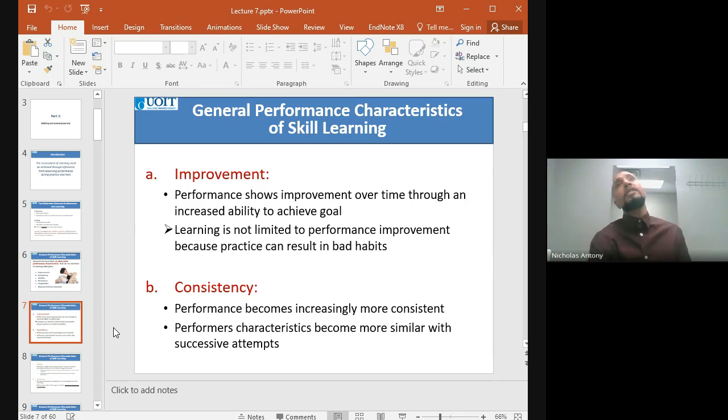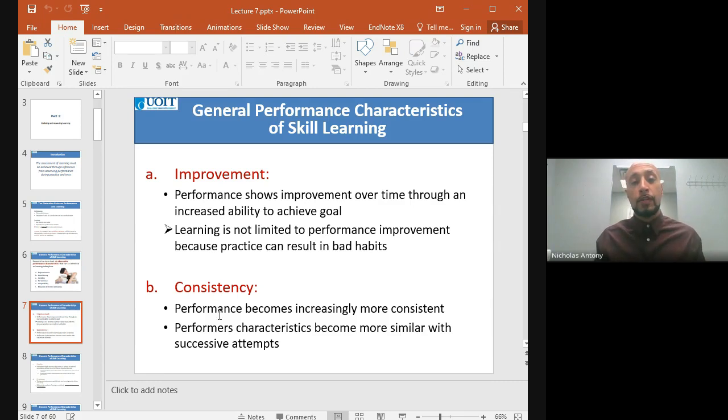Now, one thing though is that you can develop bad habits. Sometimes you can learn bad habits. So technically, it's not always a performance improvement. Someone can learn a bad habit, and you would notice maybe a performance variable decreasing.